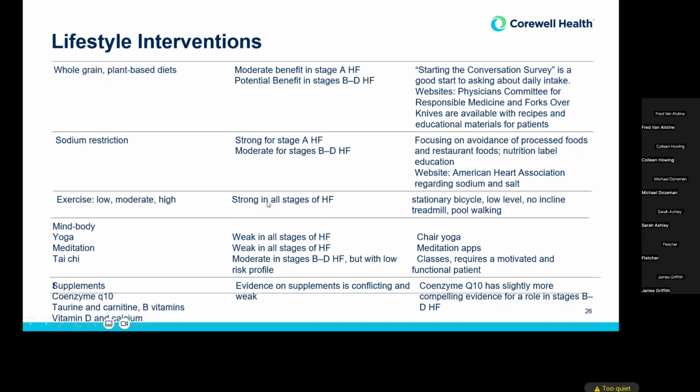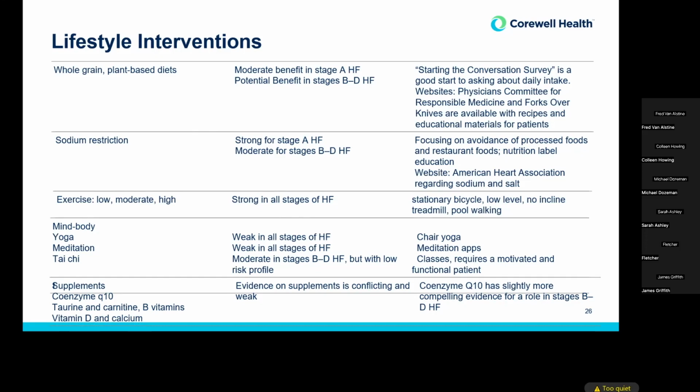Looking at the nutrition, a whole food plant-based diet definitely shows to be a moderate benefit in patients with stage A in heart failure. Again, it seems a little bit earlier on, but also potential benefits in stage B and D. If a patient is open to changing their diet and it doesn't cause them stress, I will always talk about a whole food plant-based diet.